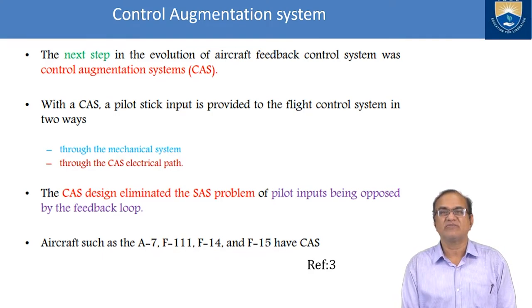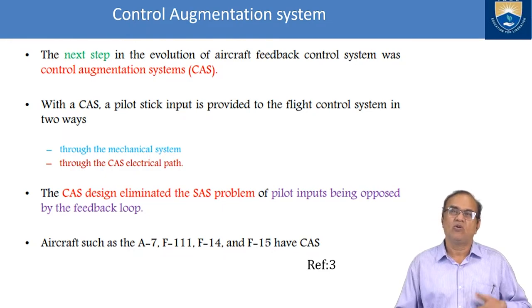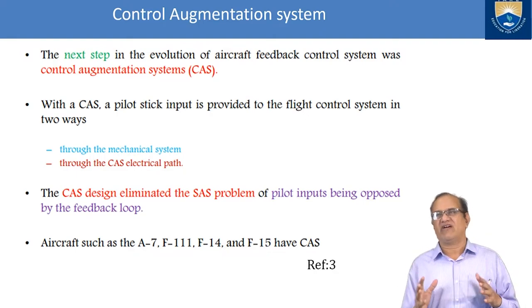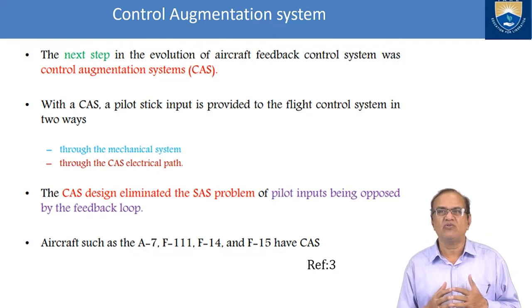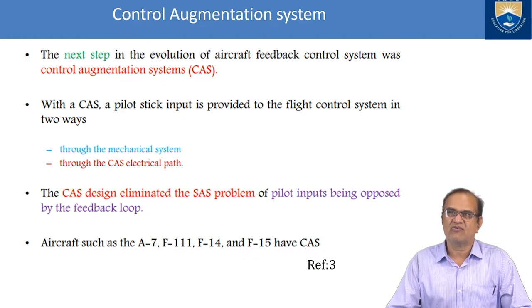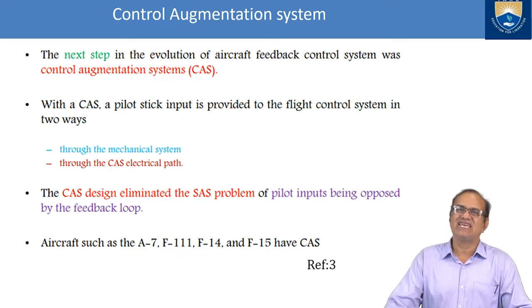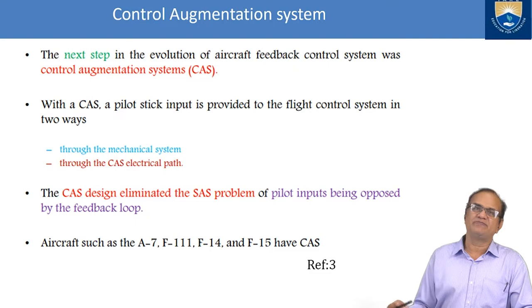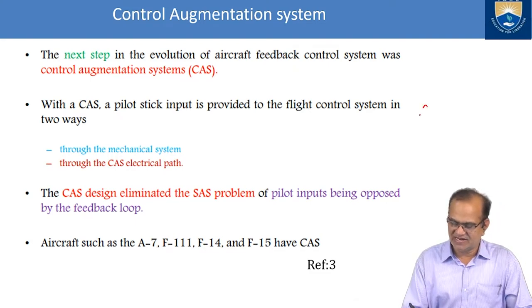Now I have done the stability augmentation system. Now I will discuss the control augmentation system. Once I talk about control, it means control of the aircraft. The next step in the evolution of the aircraft feedback control system was the control augmentation system, called CAS. With a CAS, a pilot stick input is provided to the flight control system in two ways. So in this, what happened? The pilot has got some stick. This is the stick.